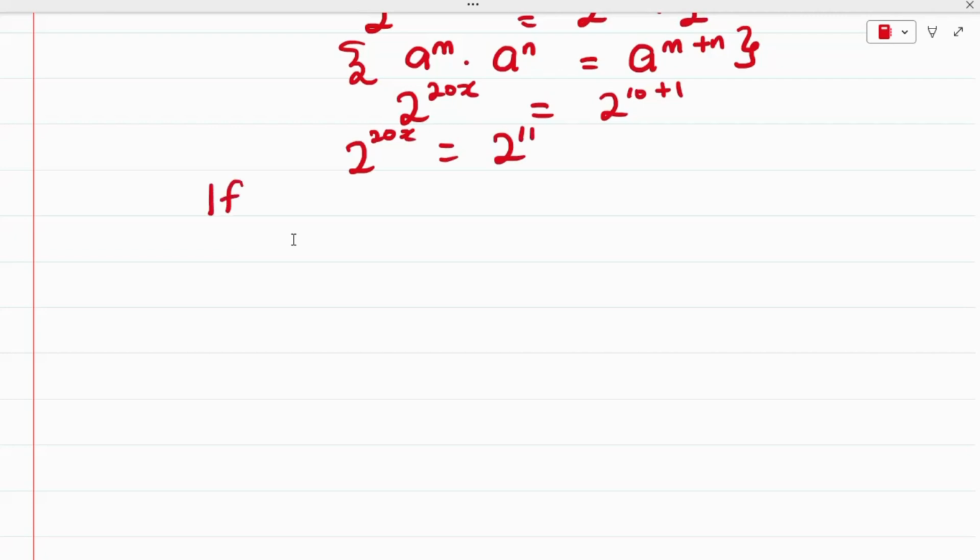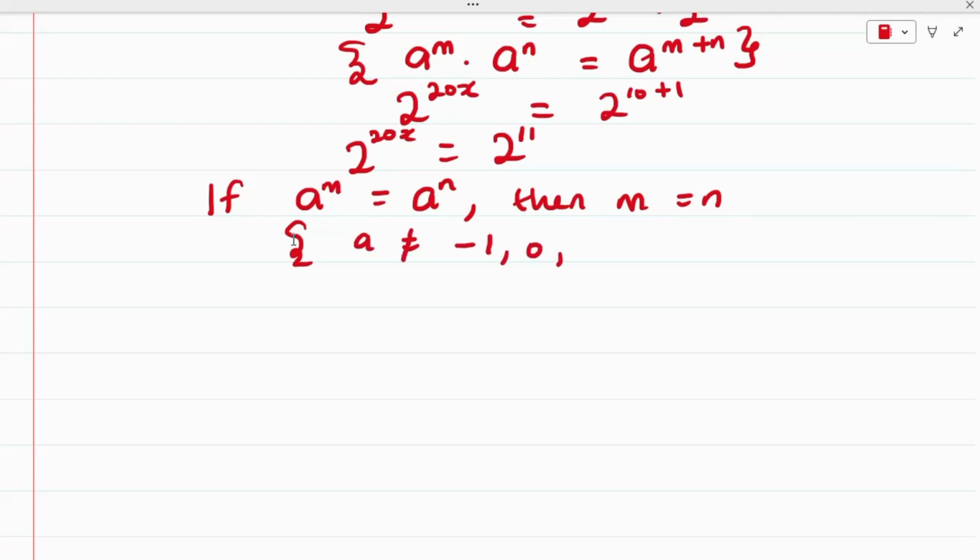Now, this property says that if a raised to the power of m is equal to a raised to the power of n, then we have that m is equal to n if and only if a is not equal to minus 1, 0, and 1.